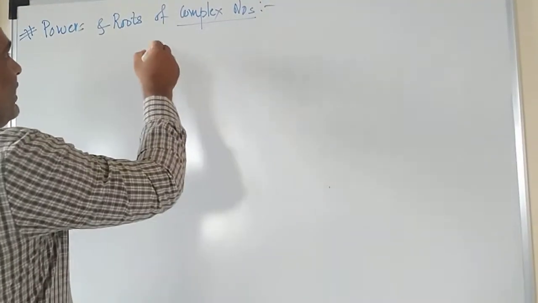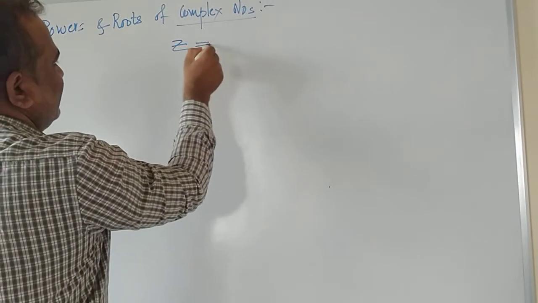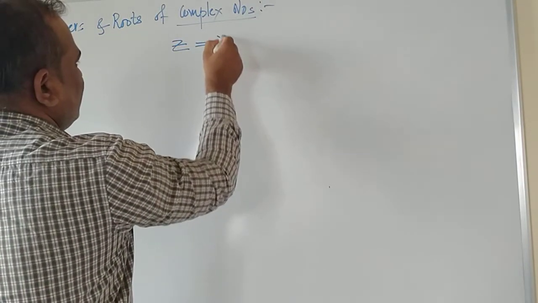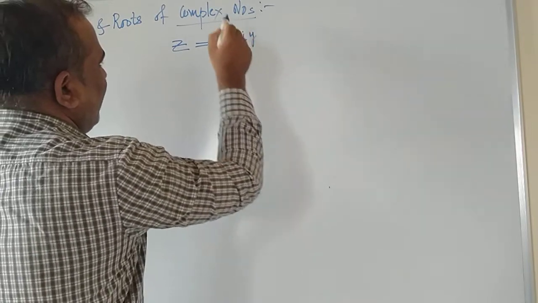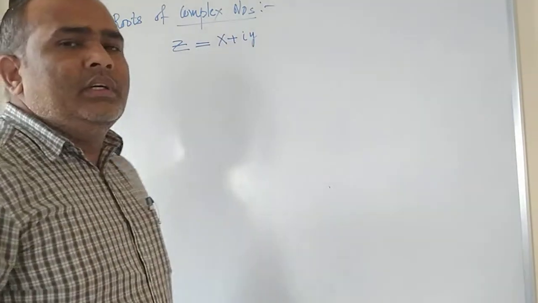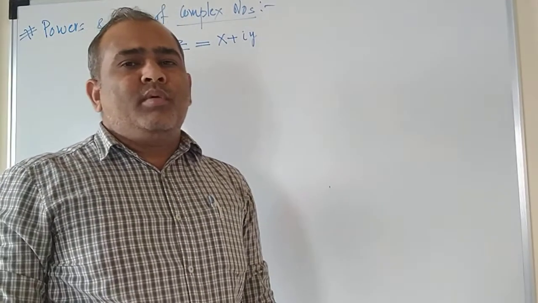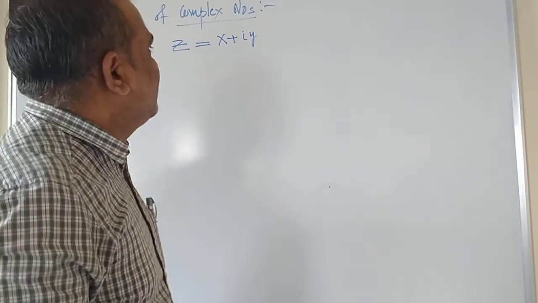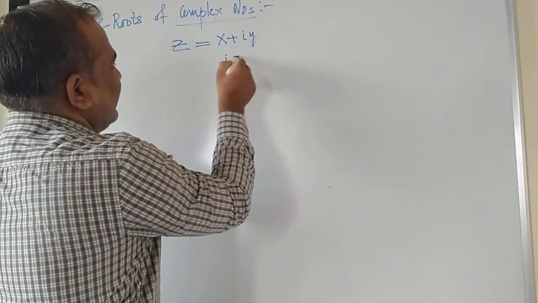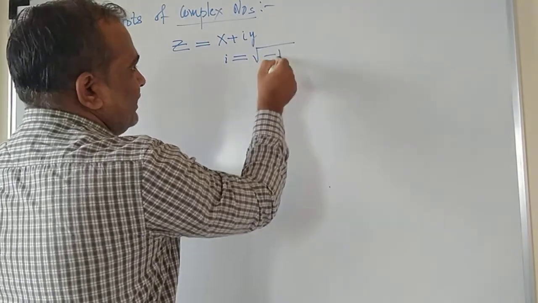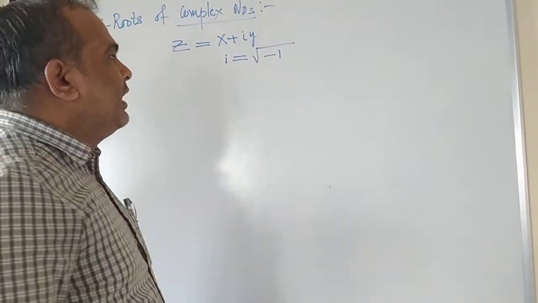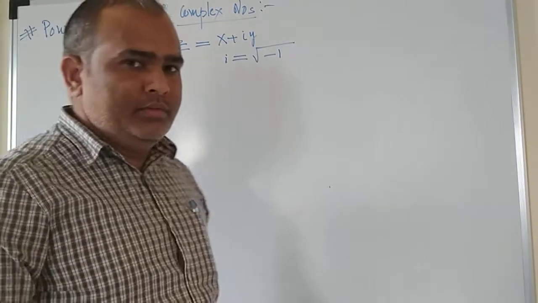The complex number is indicated with a letter Z, and this is equal to x plus iy, where x is the real part of the complex number, y is the imaginary part of the complex number, and i is called the imaginary unit, and it is equal to square root of -1, and i squared is equal to -1, right?